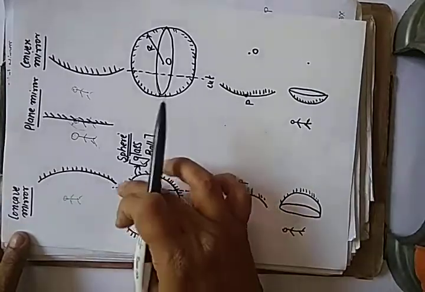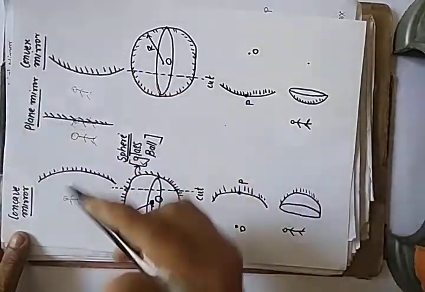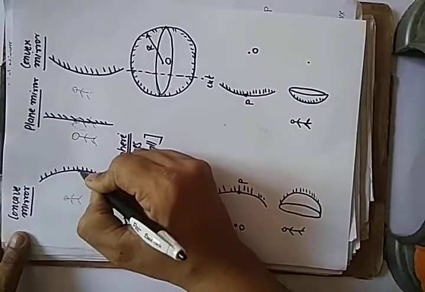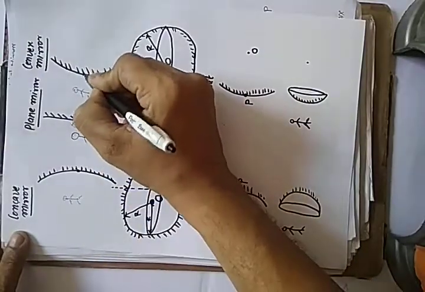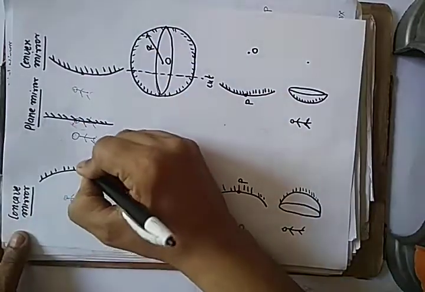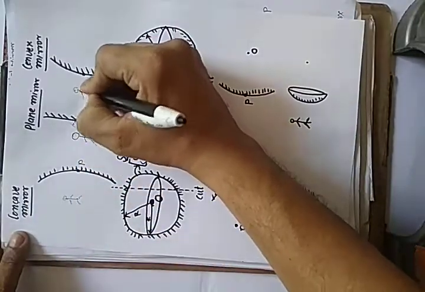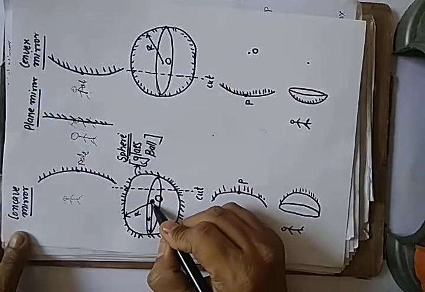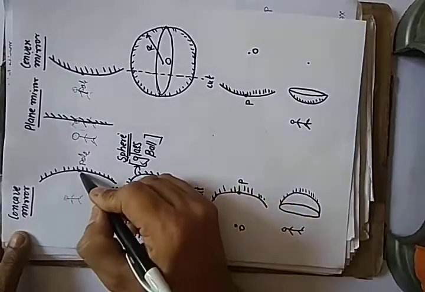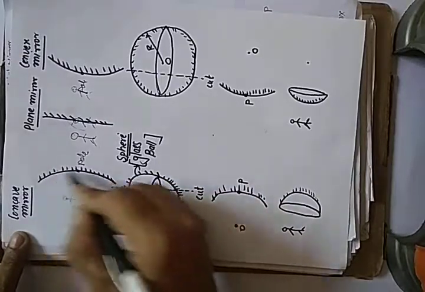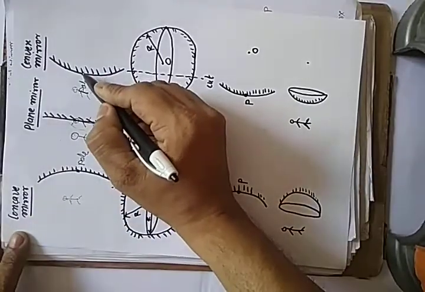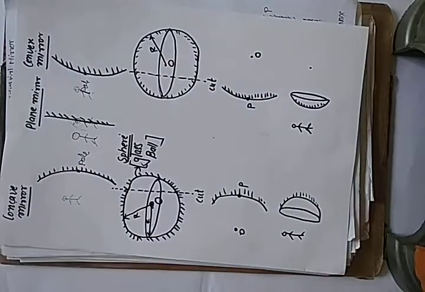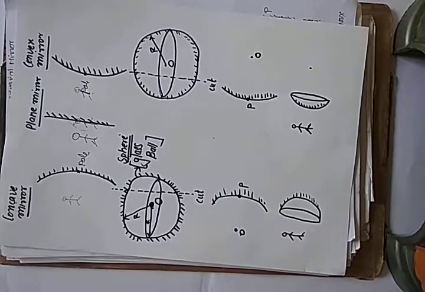And now this reflecting surface, this concave mirror, the center of the concave mirror is called P, which means pole. What is O? O is the center of a sphere. What is pole? Pole is the center of a concave mirror. Here pole is the center of a convex mirror. So these are two definitions. I will explain you.